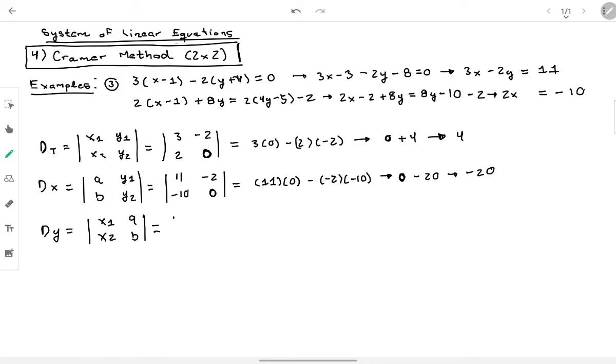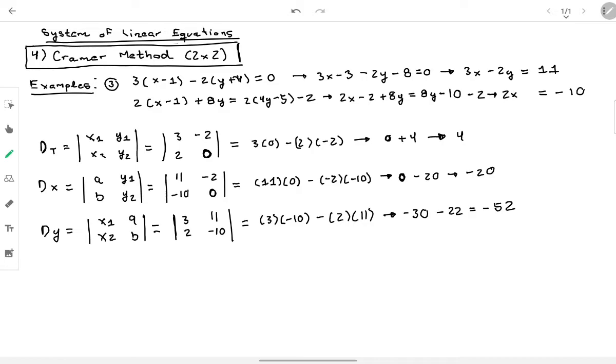Then it's going to be the determinant of y. Instead of putting the values of y, we will put the values after the equal sign. So it's going to be 3 that multiplies minus 10, minus, and it's going to be 2 that multiplies 11. So it's going to be minus 30 minus 22, and it's going to be minus 52.